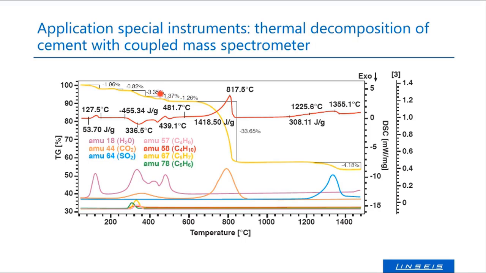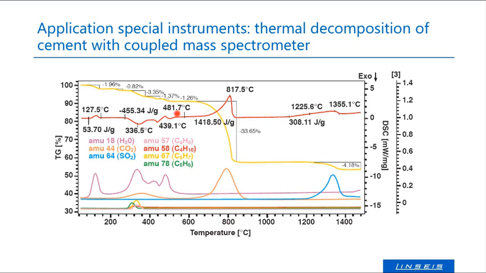And one good method is to couple a mass spectrometer to see which mass units are increasing at what point. Then you can identify, okay, I have water that's released here, here, here. I have carbon monoxide and carbon dioxide at a certain point. And therefore, this helps to interpret your result quite well.